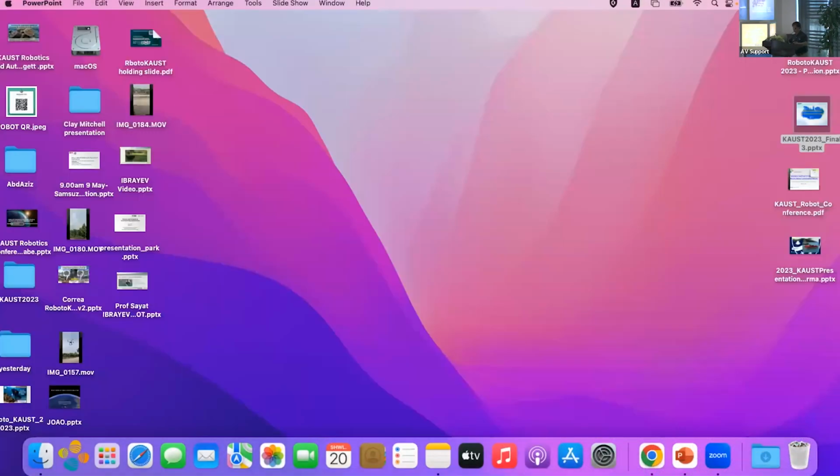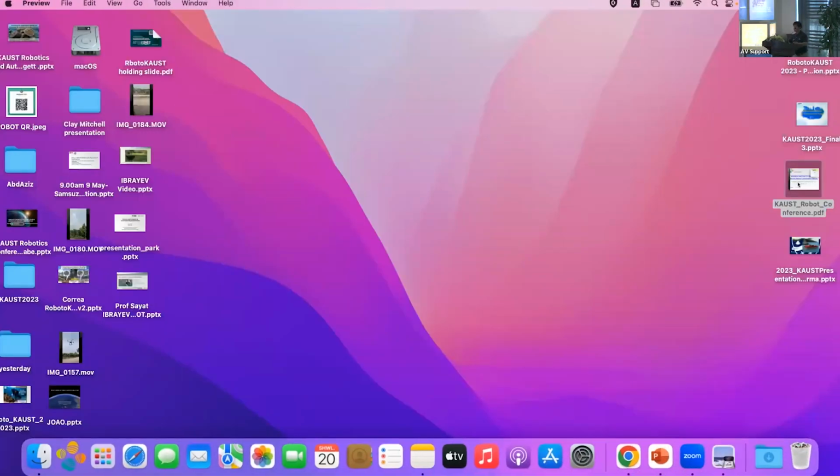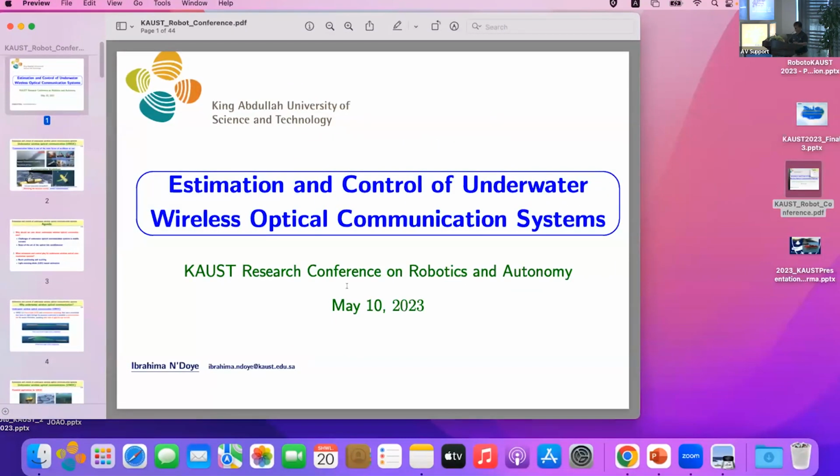The next speaker is Ibrahima, a research scientist in the estimation modeling and analysis group. The presentation is about estimation and control of underwater optical wireless communication systems.